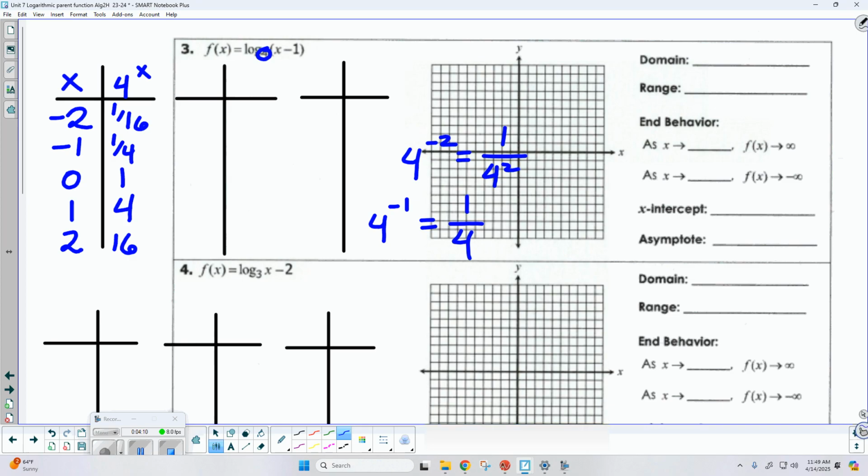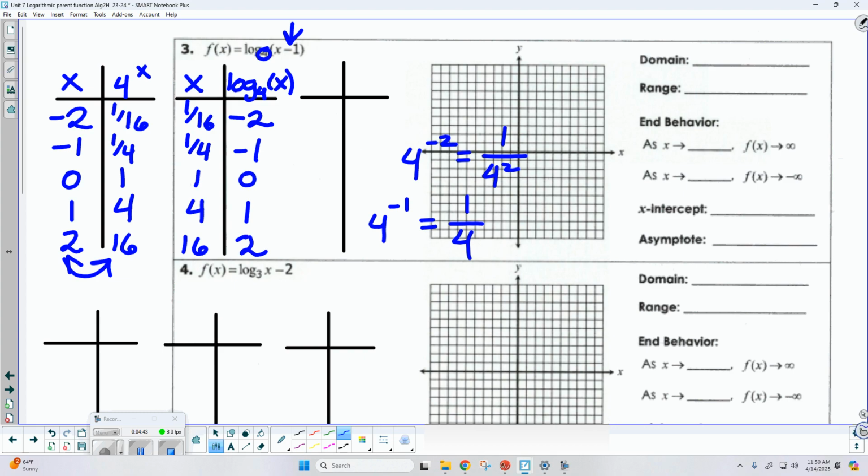Now, this is for the exponential 4 to the x, but I want log base 4 of x. So that's where my second T-chart comes in. So log base 4 of x. Now, there is a transformation here, but we're not ready to apply it yet. All I'm going to do is take these exponential points, and I'm going to go ahead and swap them. Those are now going to be points on my logarithm. So this should be 1/16, -2. Then I should have 1/4, -1, 1, 0, 4, 1, and then 16, 2.